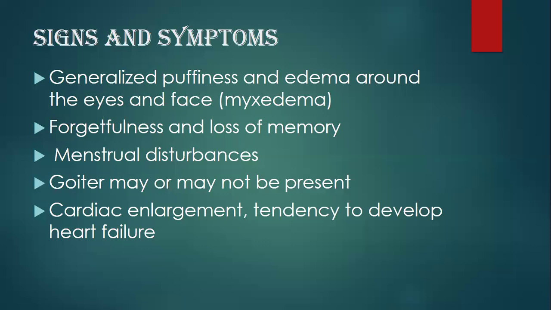And how does this goiter occur? Because the thyroid gland is overworking. The thyroid gland is trying to compensate, trying to what? Produce more hormones. These T3 and T4 are very necessary in the body. So by the time the thyroid gland is stressing itself, then this patient will have swelling. So that is why the patient will have what? Goiter. There is a tendency for them to have cardiac enlargement and a tendency to develop heart failure.